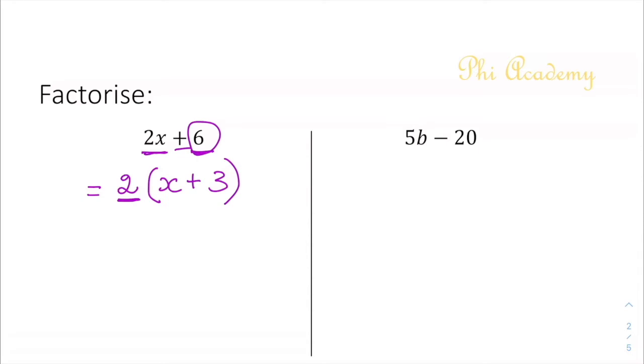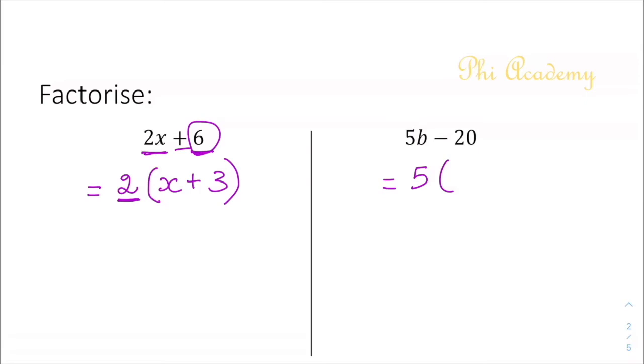Let us move on to the second question. Factorize 5b minus 20. So looking at the first term and the second term, the number that is common in both 5 and 20 is going to be 5. And then, are there any letters that are common in both the terms? There aren't any, so we can just write out our bracket.